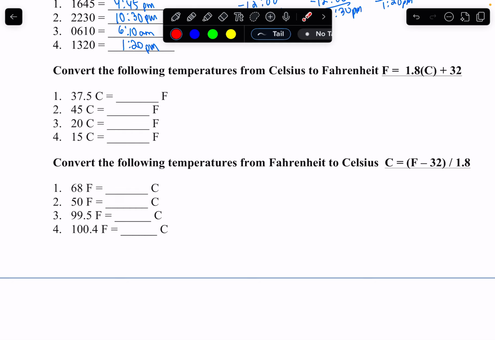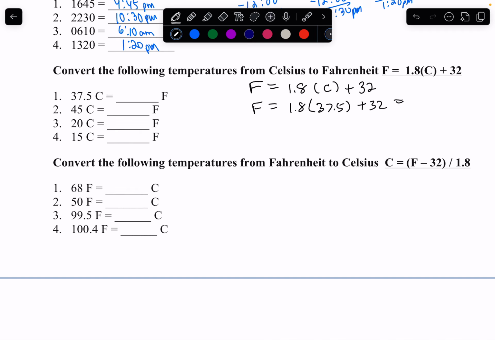I'm going to write down the formula to remind you how to use it. What this formula does is it allows us to multiply the Celsius by 1.8 and then add 32. So you have to follow what is called order of operations. We're going to multiply our Celsius value first, and then we will add 32. Let's look at our first one here, our 37.5 Celsius. You're going to multiply that times 1.8.